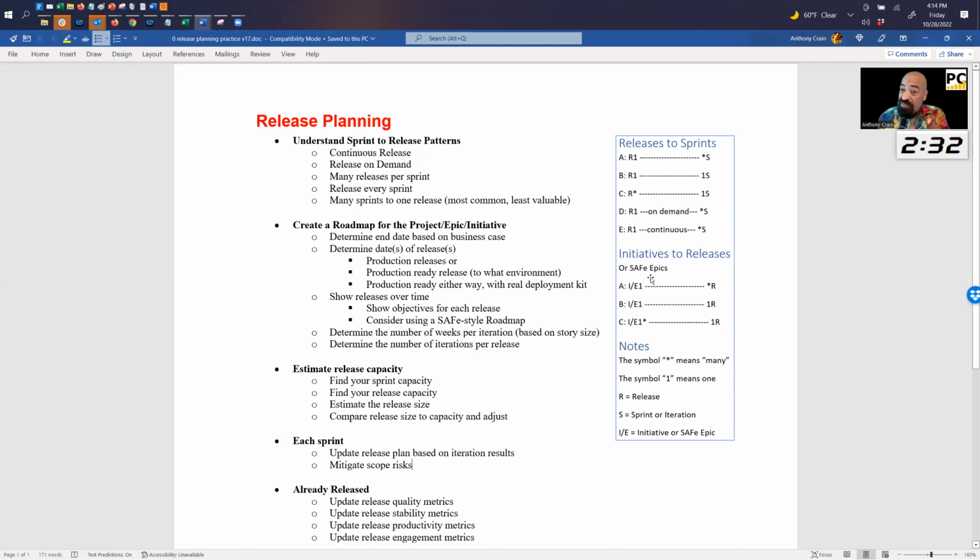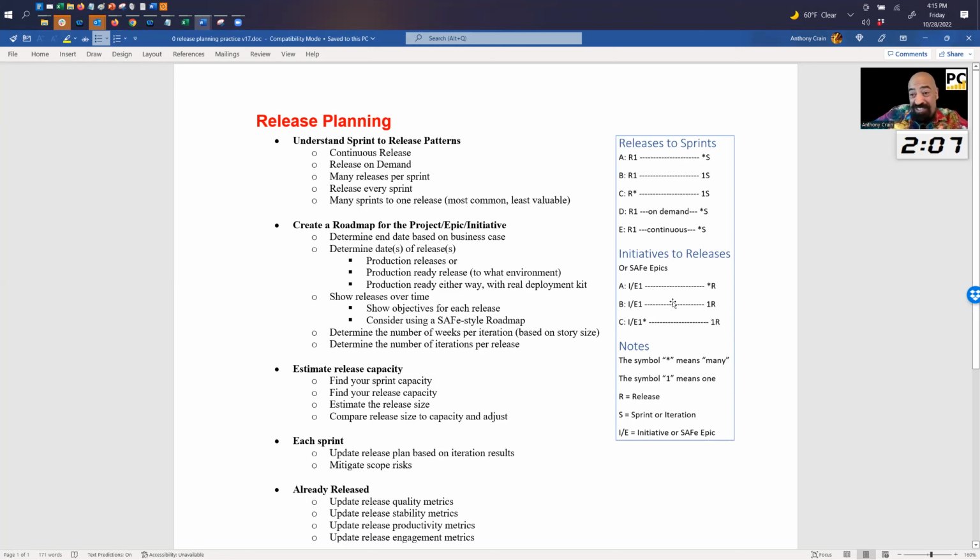Now, there is also something called an initiative. Some people might call it a project. If you're doing SAFe, you might call it an epic. It's a big container of work. Let's call that an initiative or an epic. So here, A, B, C rather, there are 3 patterns. For every initiative, you might have many releases. So this initiative will have 5 releases before we close the initiative. In B, it's 1-to-1. When the initiative ends, we do 1 release and it's over with.